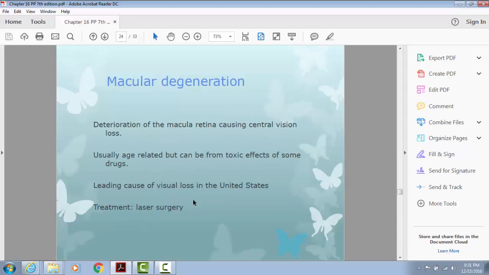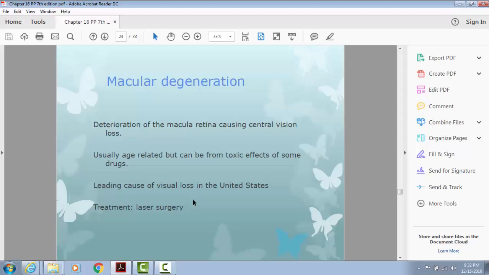Macular degeneration is a problem that we see that's usually age-related, but can be from toxic effects of some drugs. But it is deterioration of the macular retina causing central visual loss. It is the leading cause of visual loss in the United States. So when these patients look straight out, they have a black spot in the central portion of their vision. So they see peripheral okay, but there's a black spot, and as the disease gets worse, the black spot continues to grow.